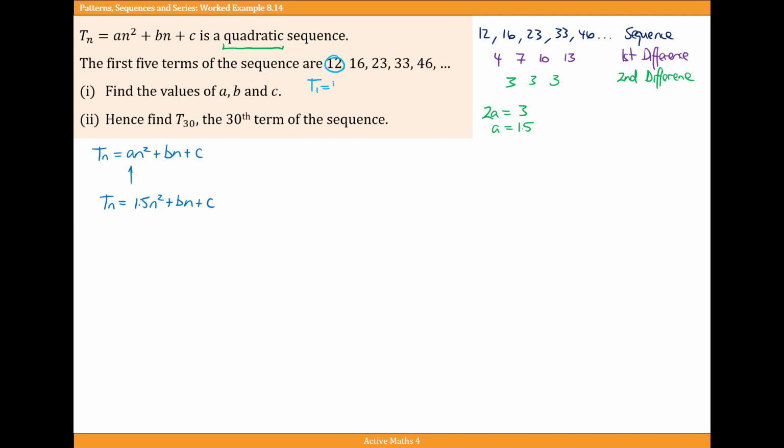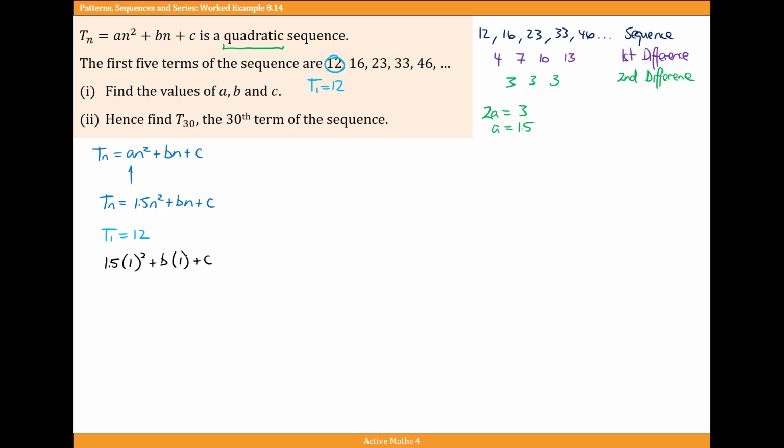Now I can see in my sequence that the first term is 12. T1 equals 12. And so I'm going to write that down, and I'm going to sub n equal 1 into my modified formula and let that equal 12. So I'm going to take my formula for the general term, 1.5, where I have the n squared, I'm putting in 1 for term 1, plus b times, again I have an n, I'm going to put in 1 for term 1, plus c.